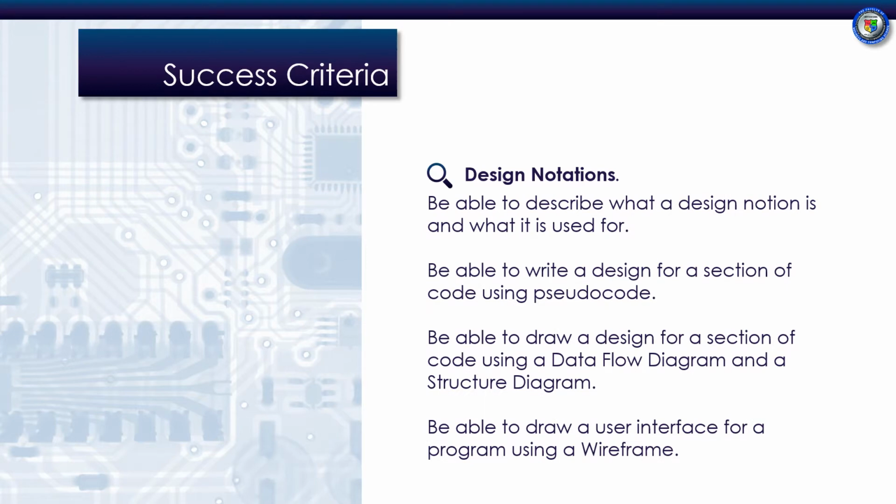Here is our success criteria. We will be able to describe what a design notation is and what it's used for. We'll be able to write a design for a section of code using pseudocode. We will be able to draw a design for a section of code using a data flow diagram and a structure diagram. And finally, we'll be able to draw a user interface for a program using a wireframe. As always, our learning intentions and success criteria should be referred to throughout the lesson.